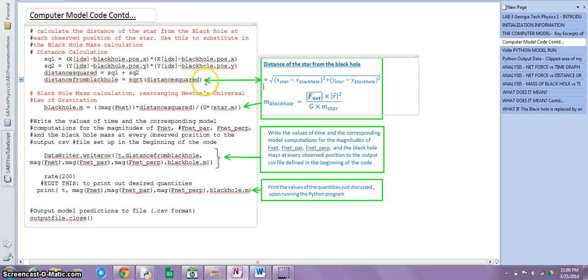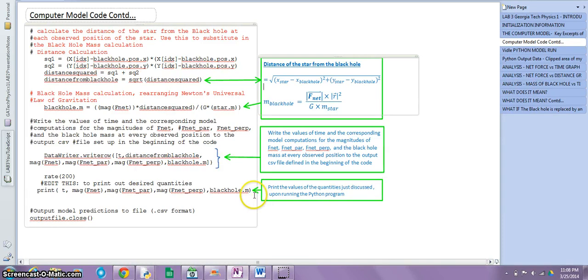This line of code here calculates the distance of the star from the black hole within the loop, and then uses this distance to calculate the unknown mass of the black hole by plugging it into this formula using Newton's universal law of gravitation. Then I write the values of the time and the corresponding model computations for the net force and its components and the mass of the black hole at every observed position to the output CSV file defined in the beginning of the code.